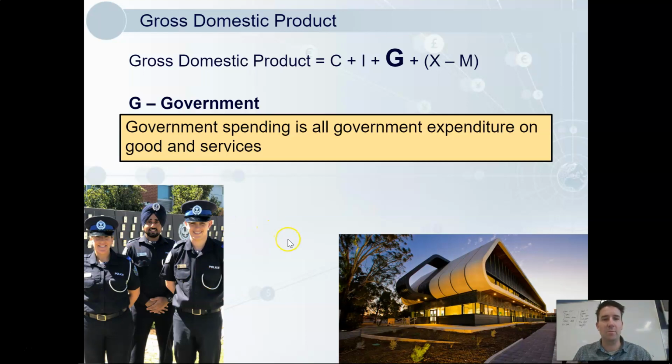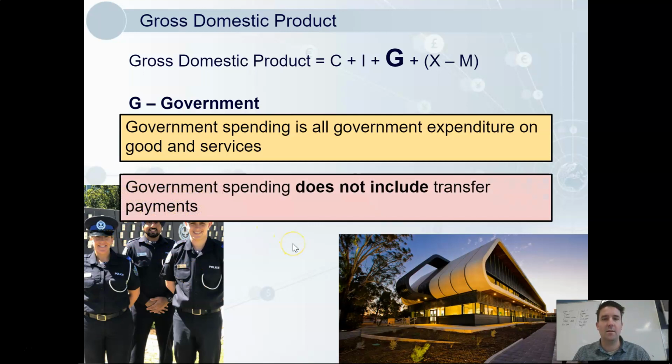So a lot of people think that transfer payments are part of government spending. Now, a transfer payment is when the government just gives money to people. So think of unemployment benefits or the old age pension, just giving money. So while the government is spending money, it doesn't technically count as government expenditure because they're not spending it on goods and services. So for that reason, it also doesn't count as gross domestic product because there's nothing produced.